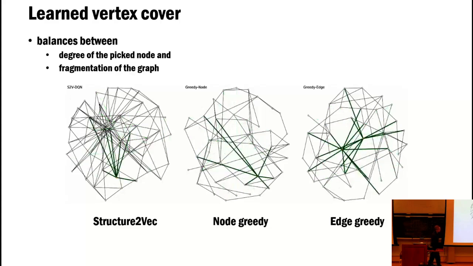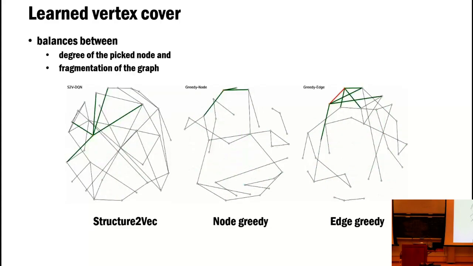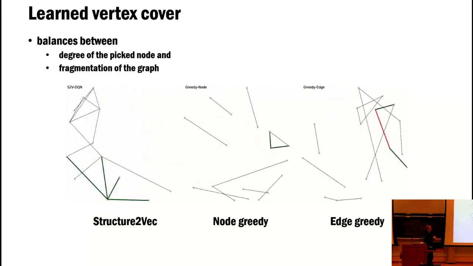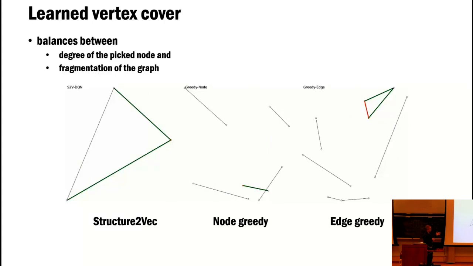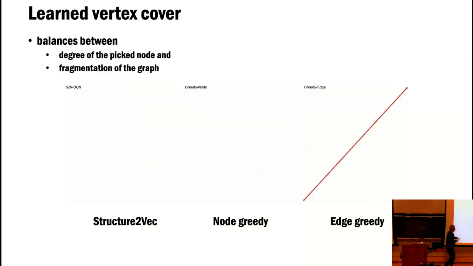You can see that those hand design heuristics initially actually can pick very informative nodes. It clears out the graph very quickly. But as you progress to the later stage of this algorithm, actually the learned heuristic, this graph neural net based heuristic is actually able to solve the problem faster.